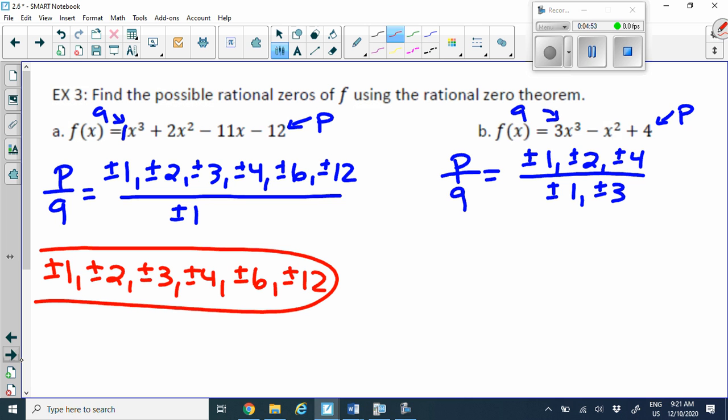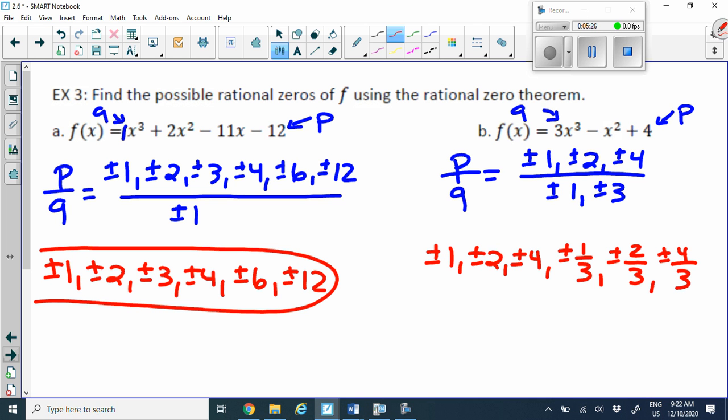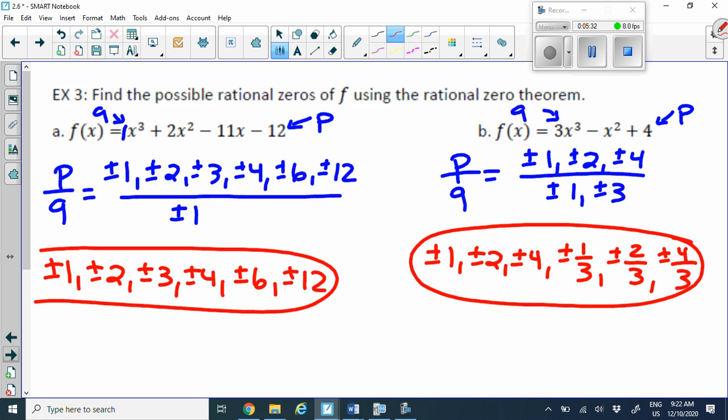Now we take all the numbers in the numerator and divide by all the numbers in the denominator. We take our 1, 2, and 4 and divide by 1. So we get plus minus 1, plus minus 2, plus minus 4. Now we also need to take that 1, 2, and 4 and divide by 3. So we get plus minus 1/3. That is a rational number because it repeats. We have plus minus 2/3. That also repeats. And then plus minus 4/3. That also repeats. You can plug it into your calculator to see that. So these would be the possible zeros here.